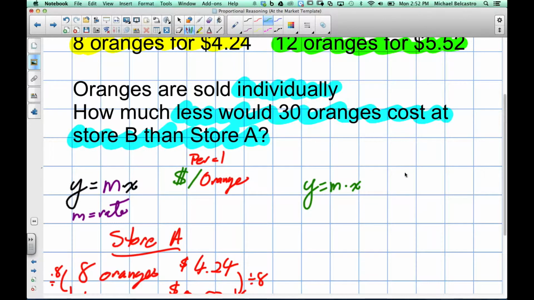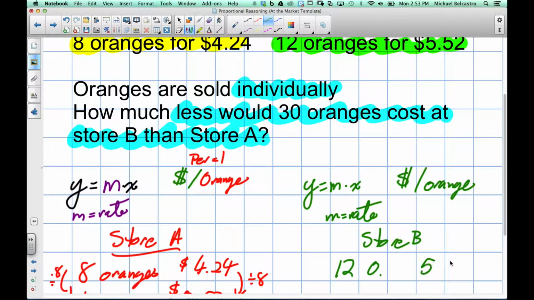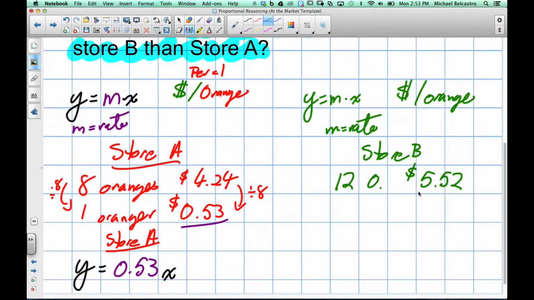And we want the rate to be the same in order to compare them. We need money per orange. I guess it's all in green in this case. Okay, so m is our rate, just like we had before. So store B, let's take our information. They sell 12, and I'm just going to use the letter O for oranges there. 12 oranges for $5.52. Okay, again, because our rate is per orange, per being the value of 1, we need 12 to reduce to the value of 1.